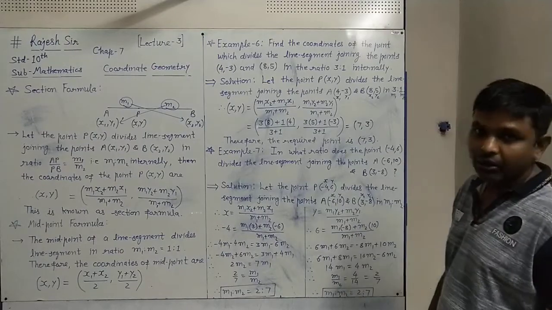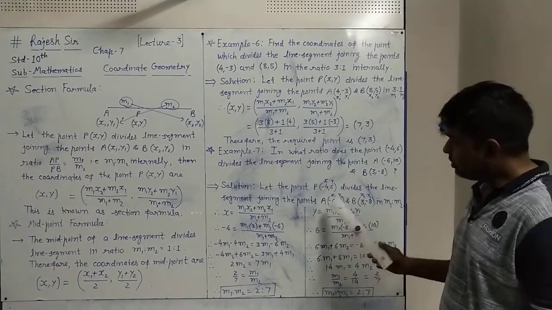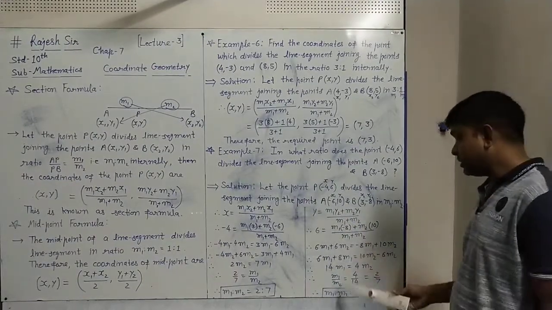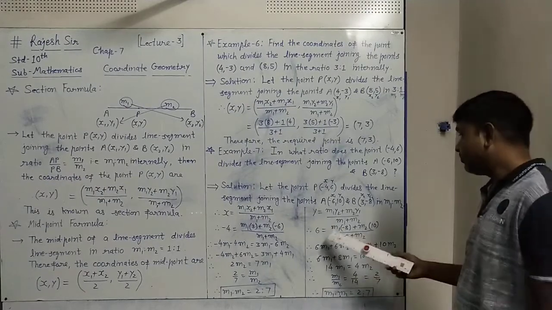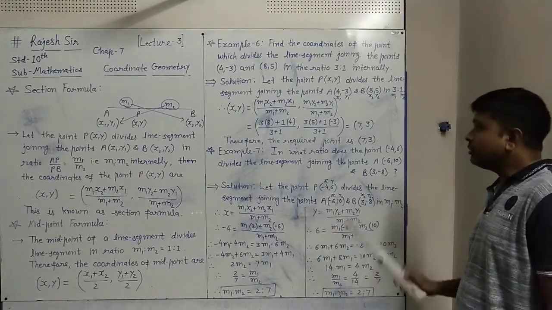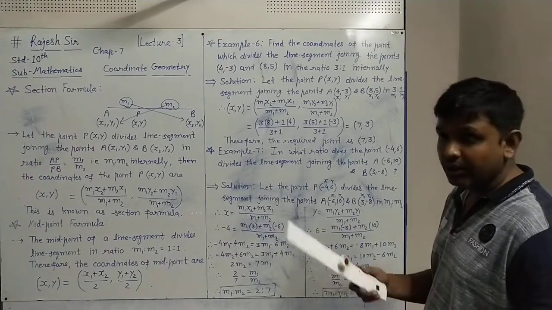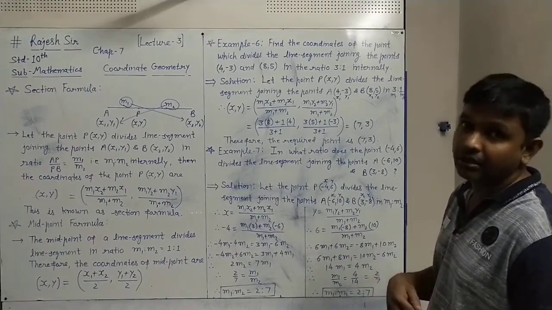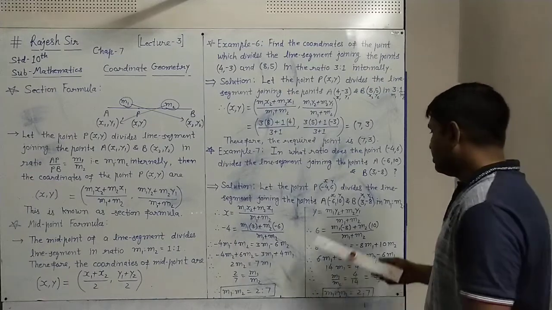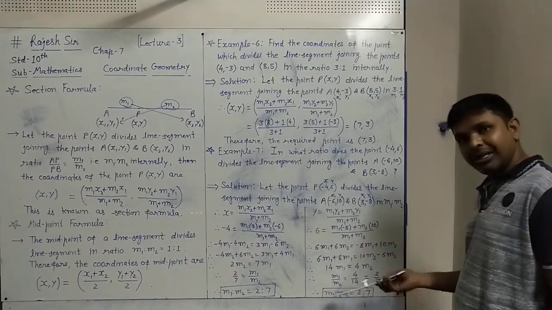The answer we got. If you check the y coordinate also, the same answer you will get. How? Let's see. In this type of question, when the ratio is asked, if you compare any one side, x coordinate or y coordinate, you will get your answer. You will get your ratio. On both sides you will get the same answer.